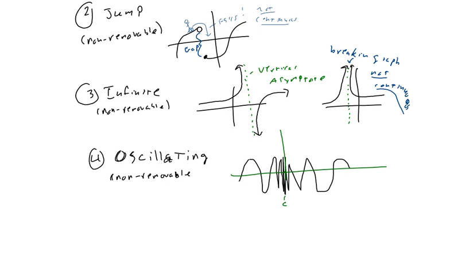So these types of discontinuities, we're able to recognize them. This oscillating discontinuity or an infinite or jump discontinuity, by visualizing the graph and testing if these limits exist, right?